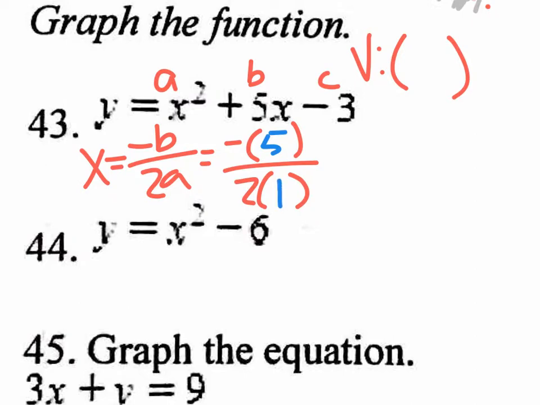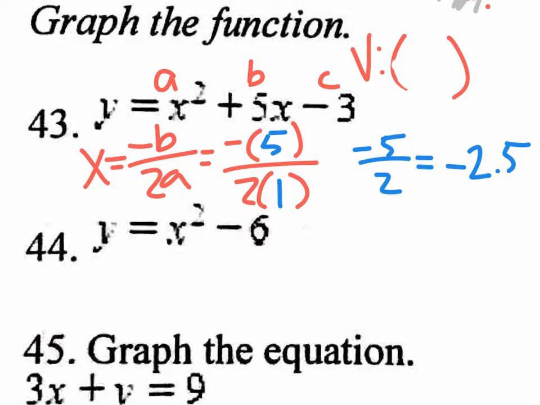So this is going to get a little ugly, guys. We have negative 5 up on top and 2 on the bottom. So that x value is really going to be, what's 5 divided by 2? It's 2.5. $5 divided in half is $2.50. So your x value is negative 2.5. That's ugly. Let me rewrite that.